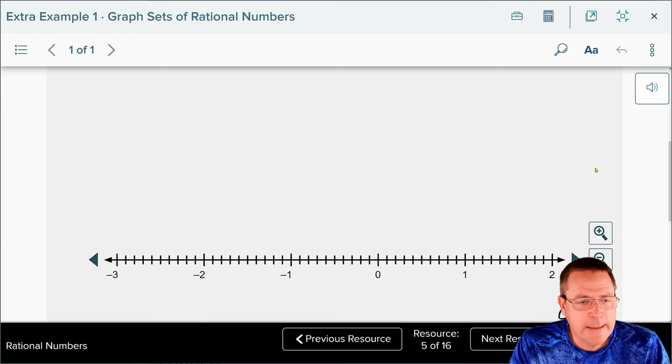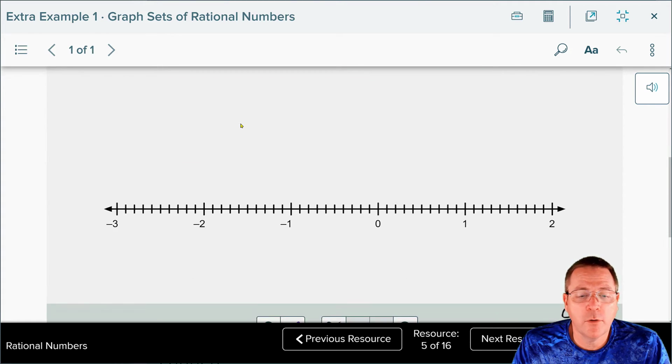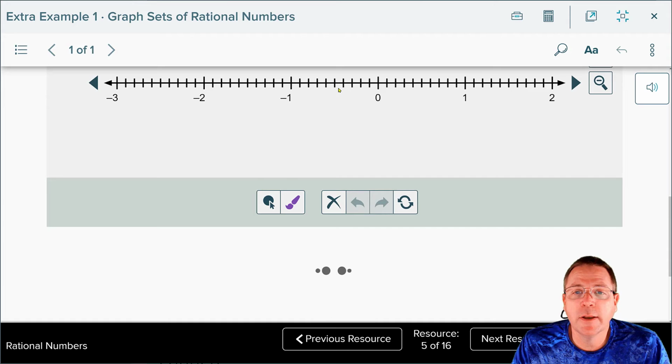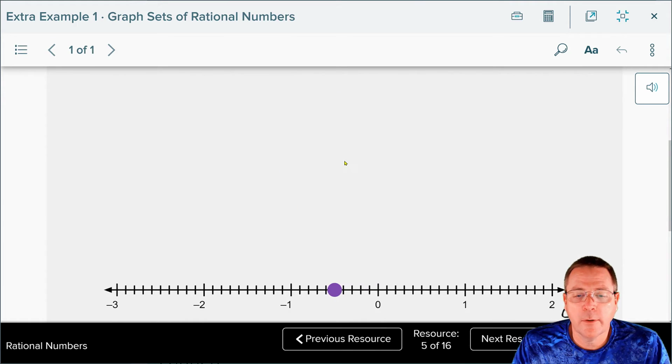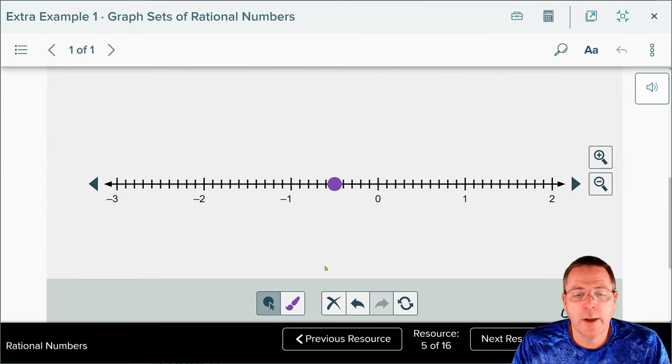All right, once again, our number line is broken down into tenths. So you have 10 sections between each one. So negative 1/2, that's the same thing as saying negative 0.5, also known as negative 5/10. So that first dot is going to go right there. The next number we have is negative 1.5, or negative 1 5/10. So that one's going to go 1, 2, 3, 4, 5 right there.